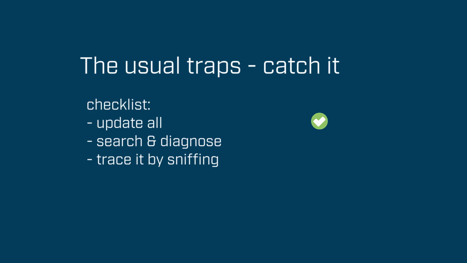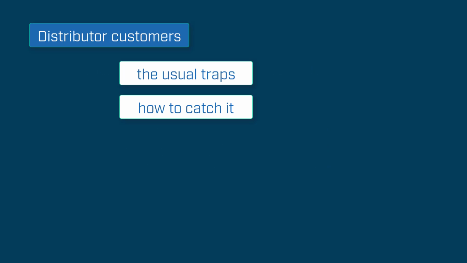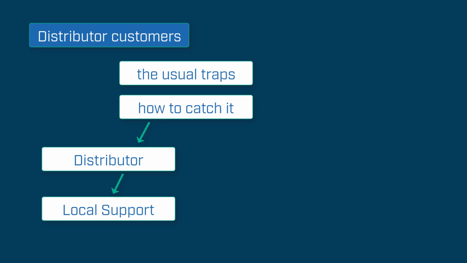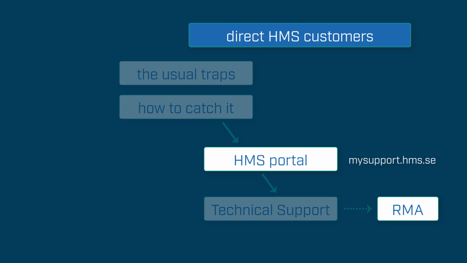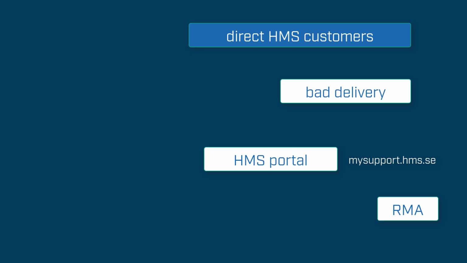If all this didn't help to solve your problem, please feel free to start a support case. If you bought your SG gateway via a distributor, best is to contact your distributor to receive local support. Direct HMS customers, please click support on our website or simply use the link below in the description box, mysupport.hms.se, for getting to the HMS portal. If needed, our technical support will start an RMA case for you. Only if you received a bad delivery, broken or incomplete, then please start an RMA case yourself.